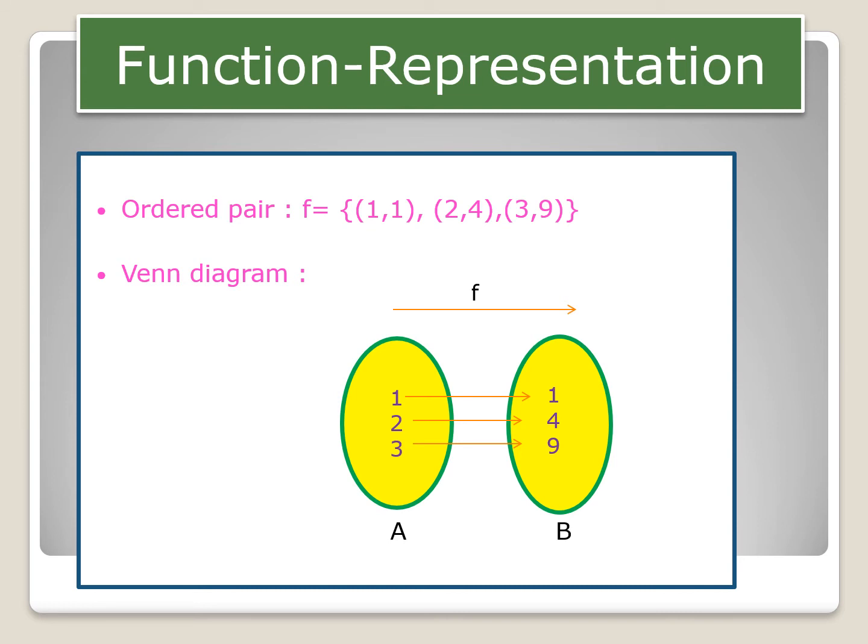Next, we all know the Venn diagram. We'll have two sets A and B. A contains the elements 1 to 3 and B contains the elements 1, 4, 9. f is mapping from A to B and you can easily observe that 1 is mapped to 1, 2 is mapped to 4 and 3 is mapped to 9.